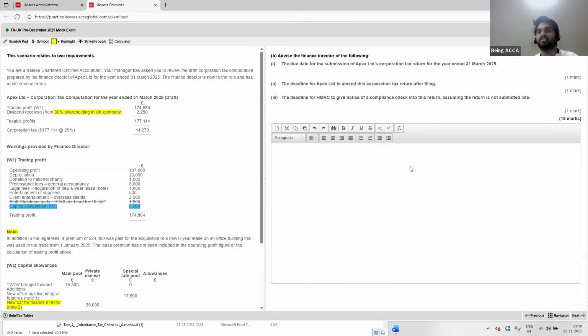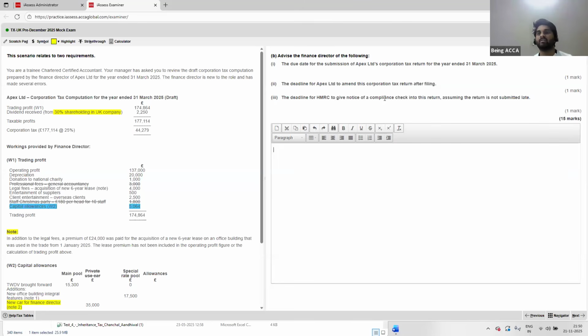All right. With this, we'll move on to the final question. Advise the finance director of the following. The due date for submission of Apex Limited's corporation tax return for the year ended 31st March 2025. So they are asking for the due date for submission of corporation tax.